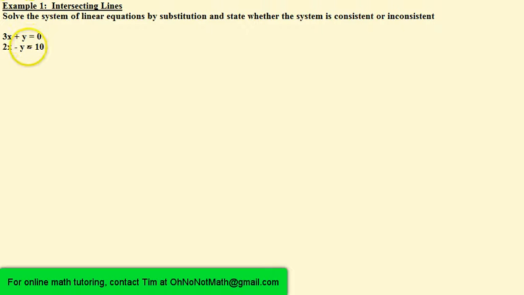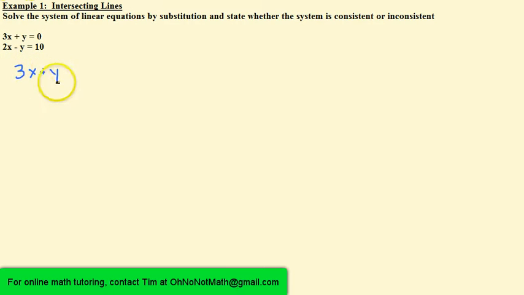Typically I look for a variable with a coefficient of positive 1. We have that right here. We have a y term and the coefficient is positive 1. The coefficient for this term is 3. Coefficient for this term is 2. The coefficient for this term is negative 1. So I look for the term with a coefficient of positive 1, and I'm going to solve for that variable. Okay, so let's take that equation, 3x plus y equals 0.